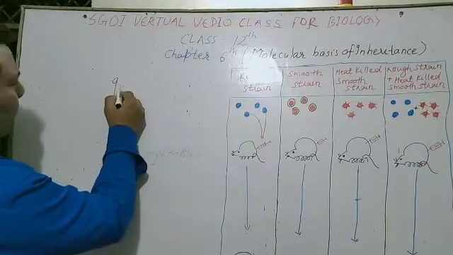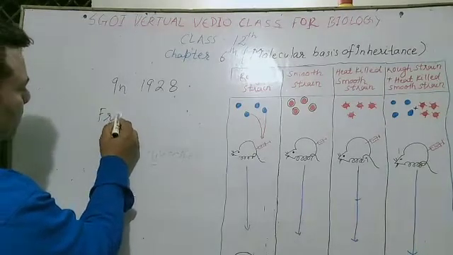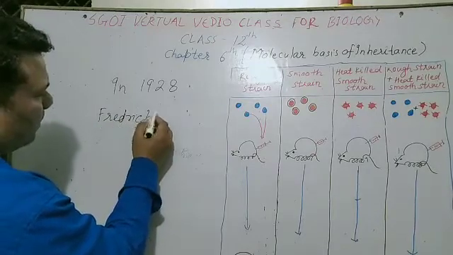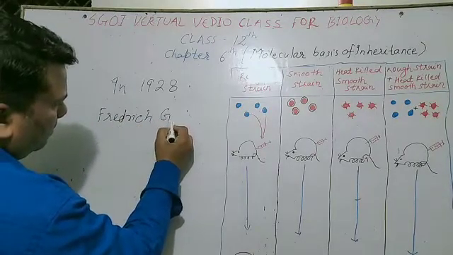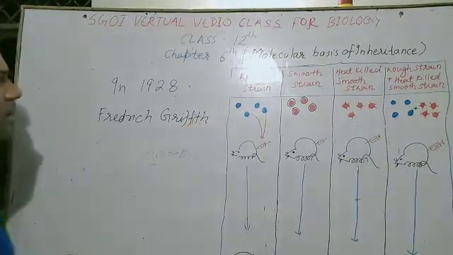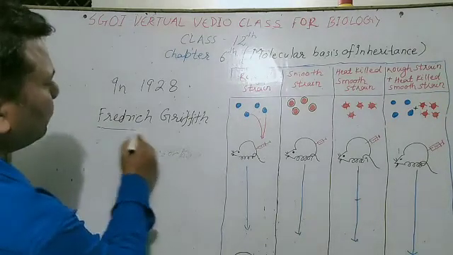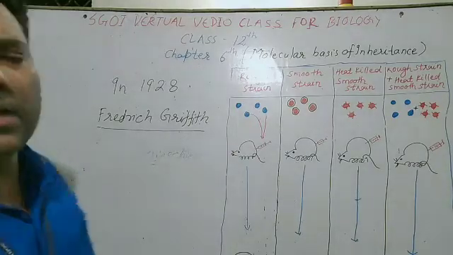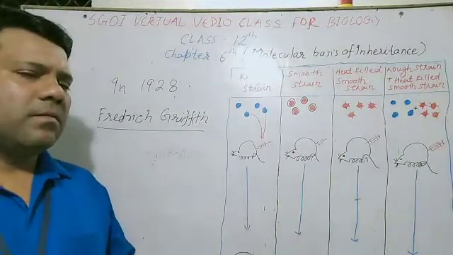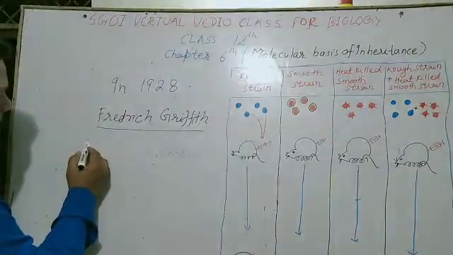In 1928, a scientist called Frederick Griffith first of all demonstrated that DNA is a genetic material. Frederick Griffith performed his experiment on a bacteria called Streptococcus pneumoniae.